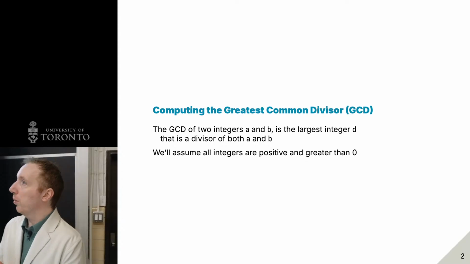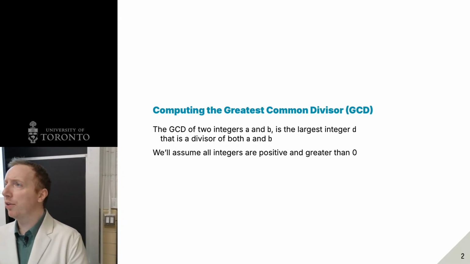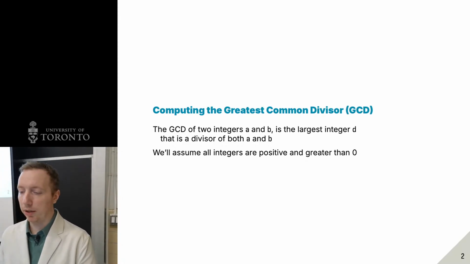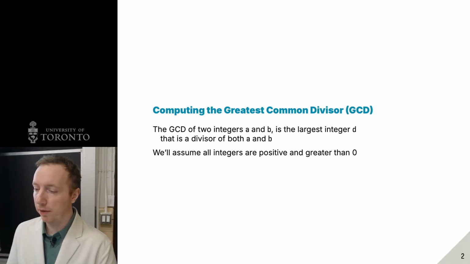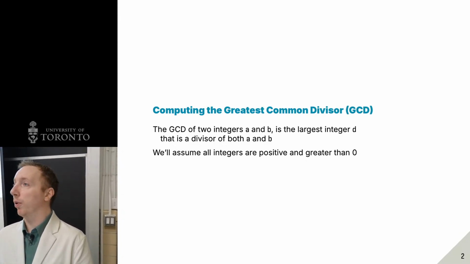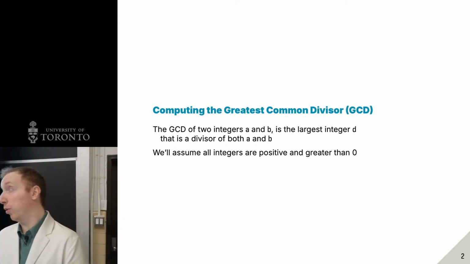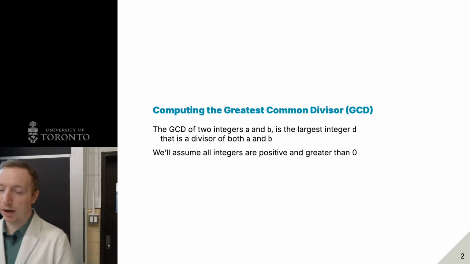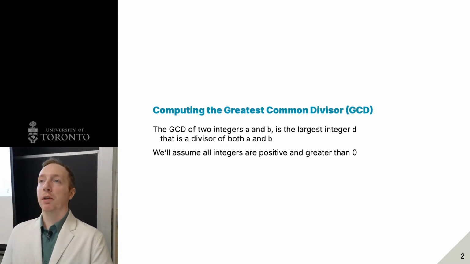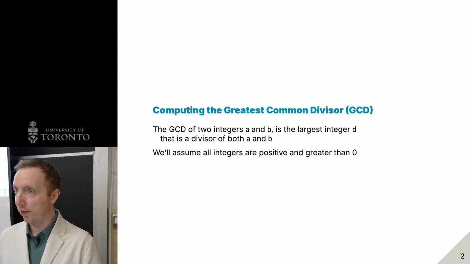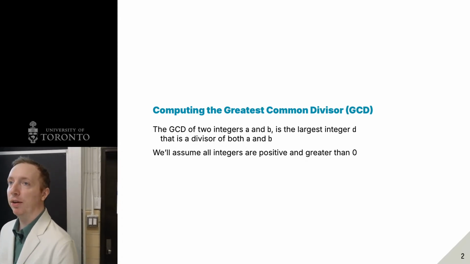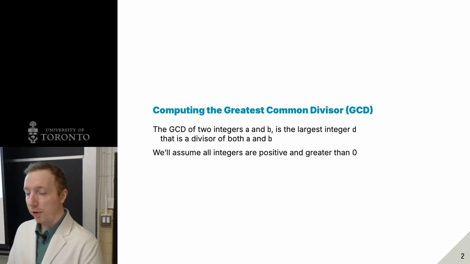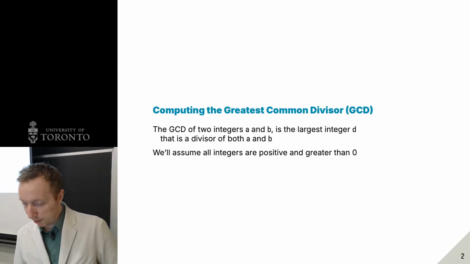One thing that's commonly a bit easier to do recursively than it is iteratively, or in other words, using a loop, is computing the greatest common divisor between two numbers. The greatest common divisor of two integers a and b is the largest integer d such that it is a divisor of both a and b. There are a bunch of different ways to solve this, but one of the simplest to implement is done recursively. For this, we'll just assume all integers are positive and greater than 0.